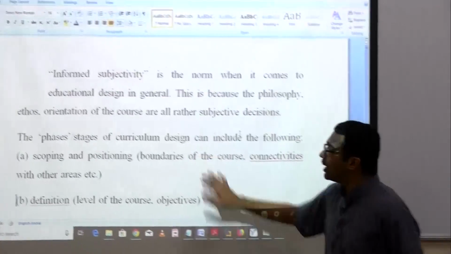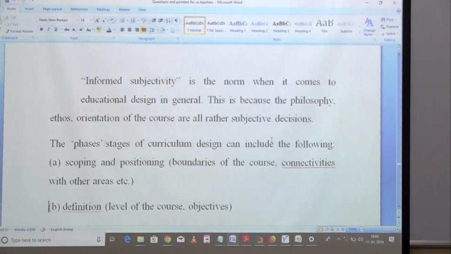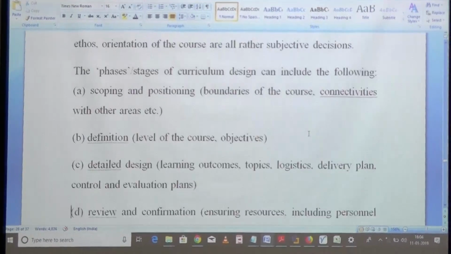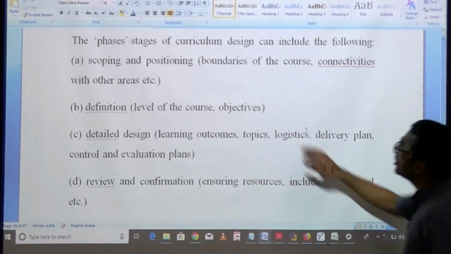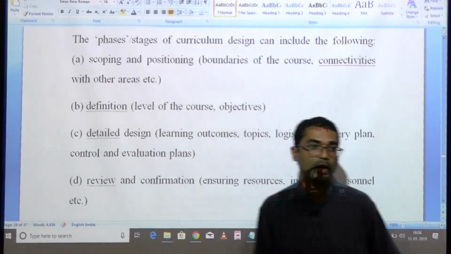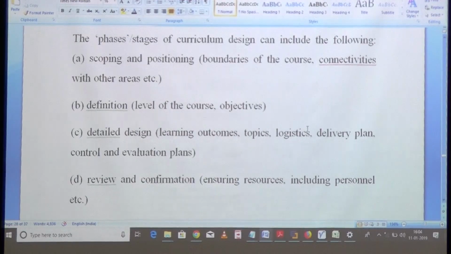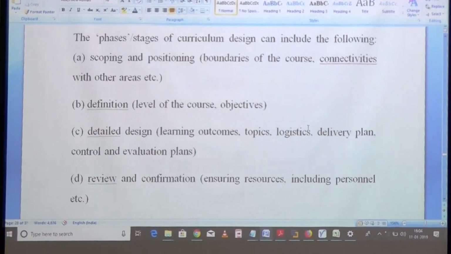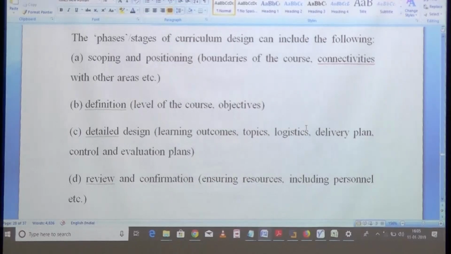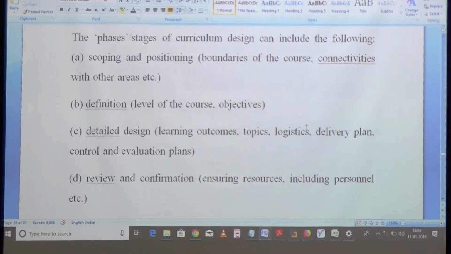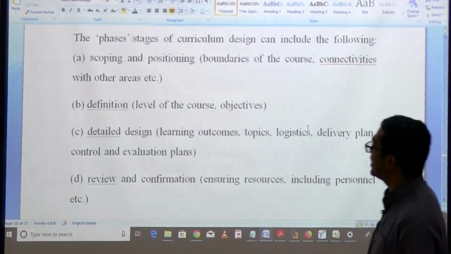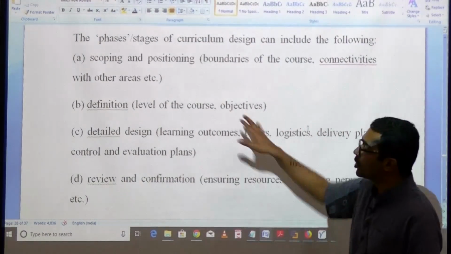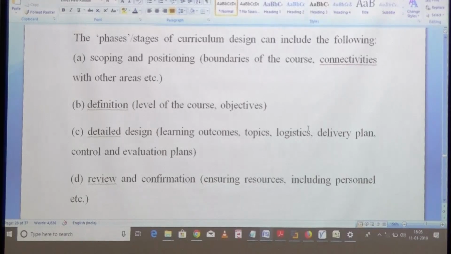Alright, and as parts of the curriculum design process, I mentioned to you scoping and positioning. Very critical, by the way, because you wouldn't know the boundaries of the course if you did not scope the course appropriately. And also the connectivities with other areas, so that the relevance of this particular course to other courses becomes very clear to the student. Then defining the course essentially, including the course objectives, the learning outcomes and so on and so on.